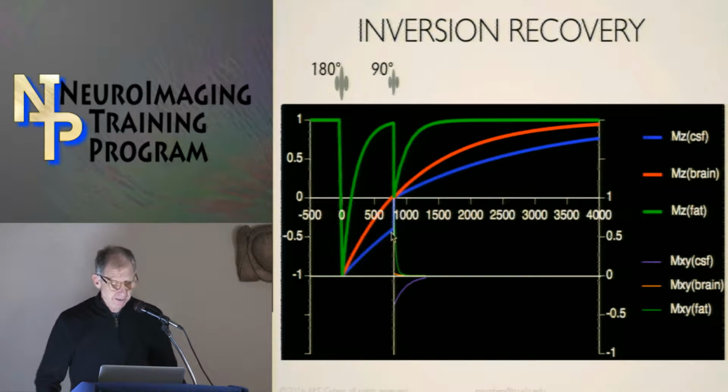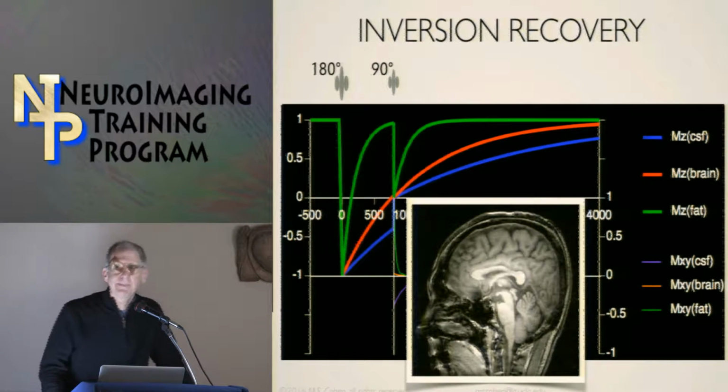For your purposes, what most people end up doing is using a time between the 180 and the 90, which is called the inversion time, or TI, of a couple of hundred milliseconds, say right in here. And there, you have this huge contrast range of T1 effects. And that's the basis of these so-called MP-RAGE scans.